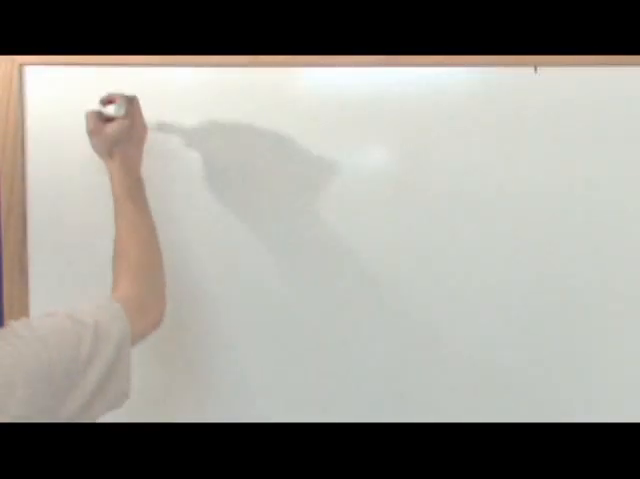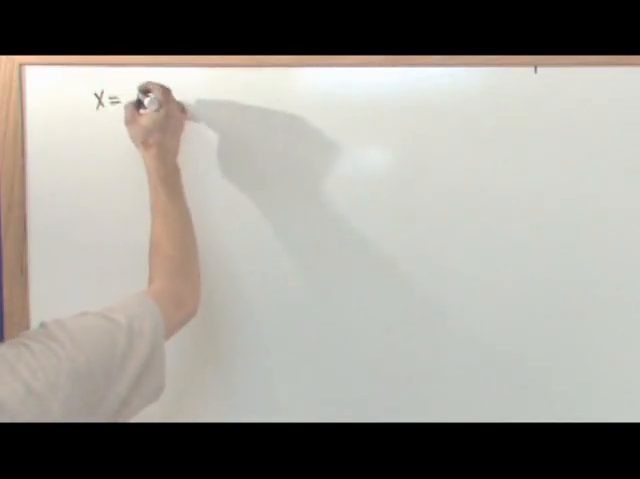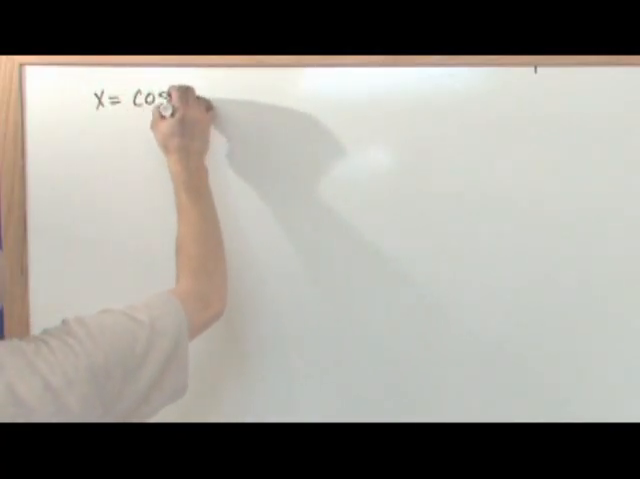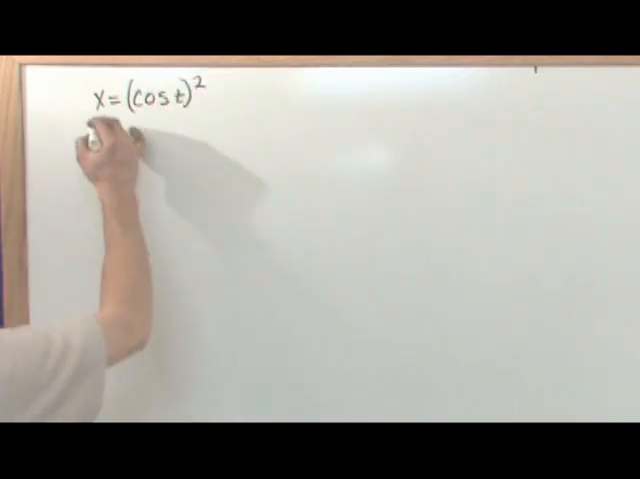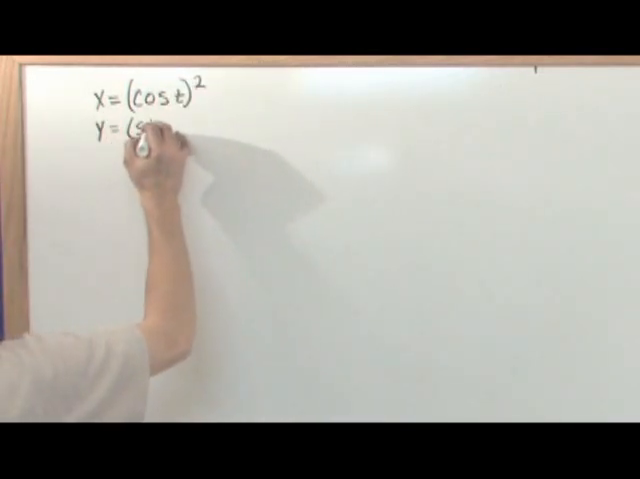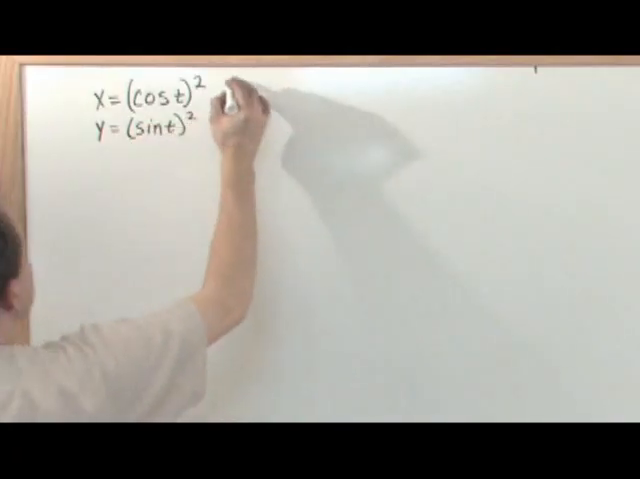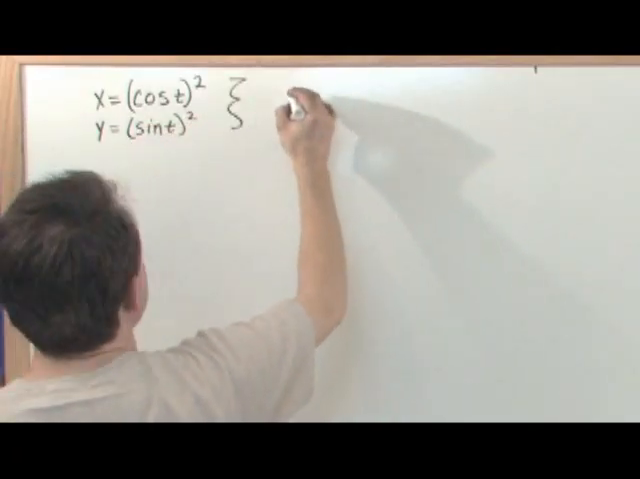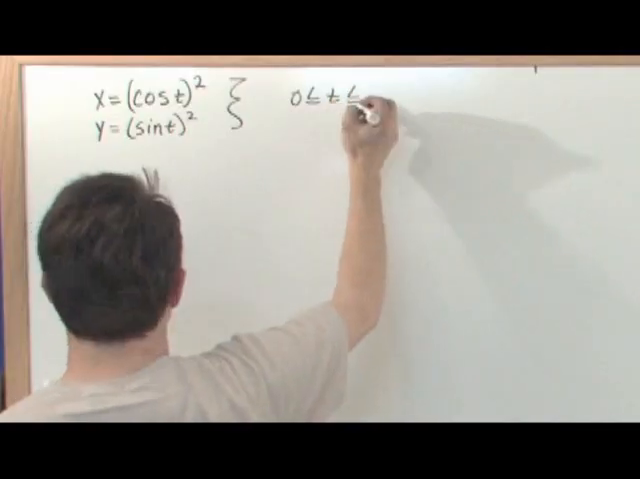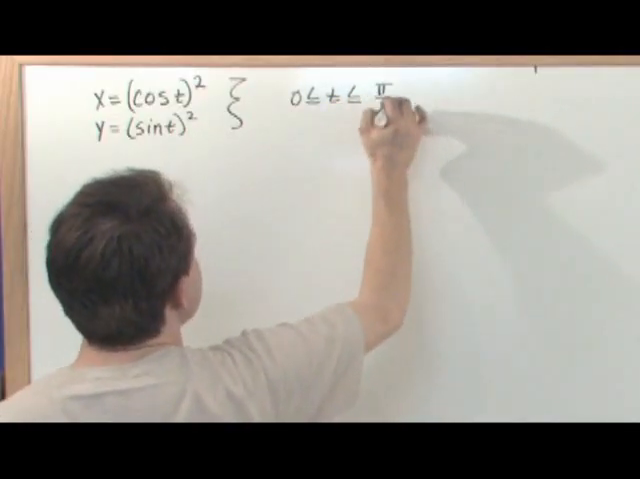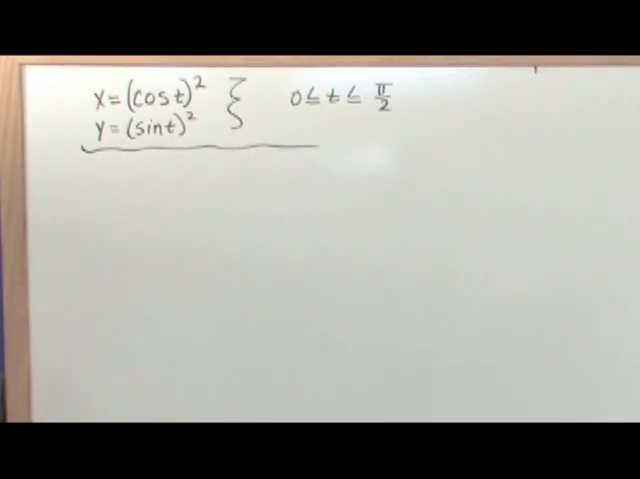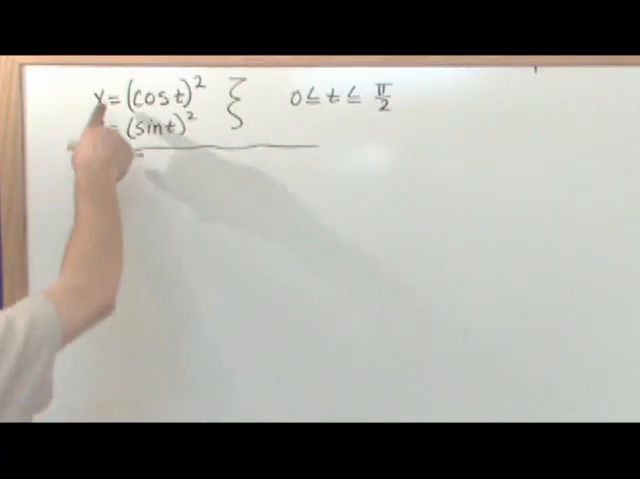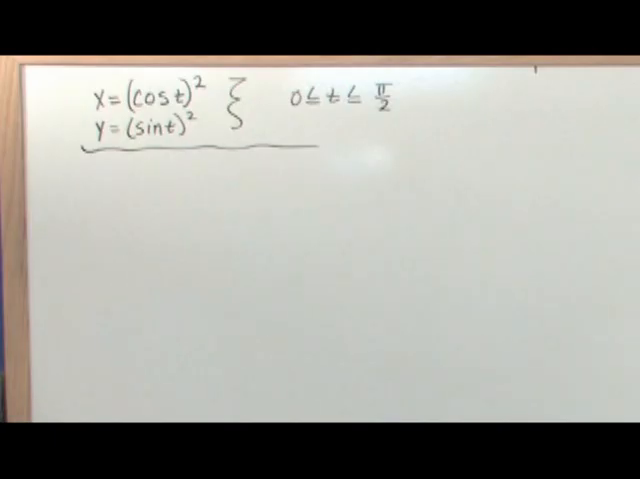Okay, now the next problem is x is equal to cosine t squared, and y is equal to sine of t squared, and t, in this case, is going to go between 0 and pi over 2. So t goes between 0 and pi over 2. So this is my parametric form of the equation. Now we know we're going to have to find the derivatives of these. We know we're going to have to find the squares of those derivatives. So let's go ahead and do that right now.